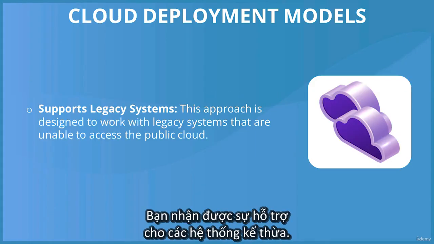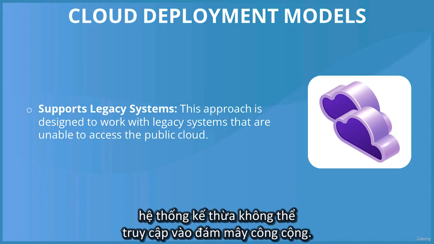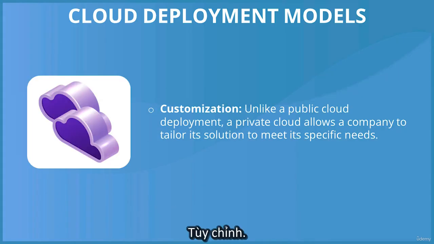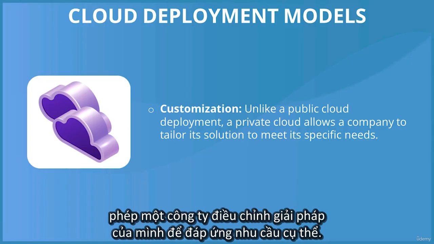You get to support legacy systems. So this approach is designed to work with legacy systems that are unable to access the public cloud. Customization. Now, unlike a public cloud deployment, a private cloud allows a company to tailor its solution to meet its specific needs.